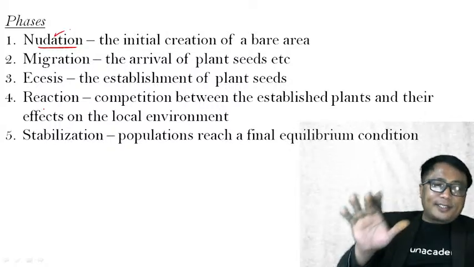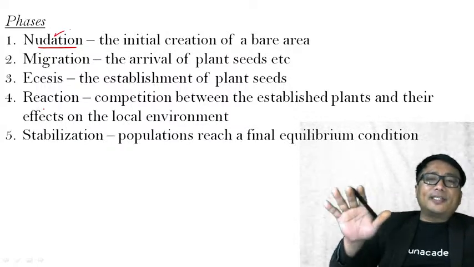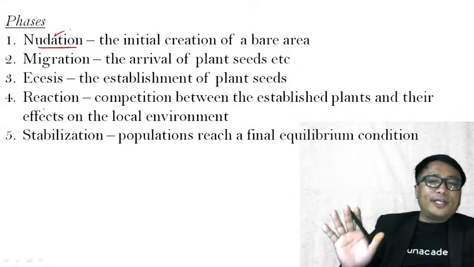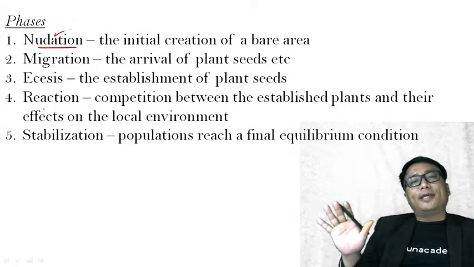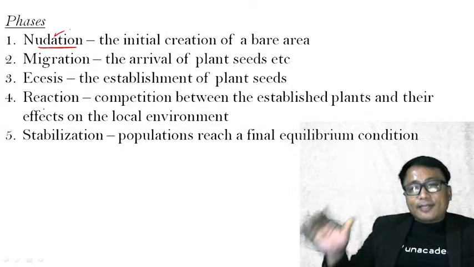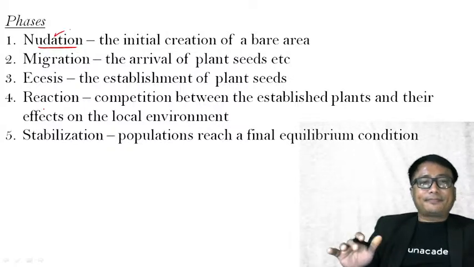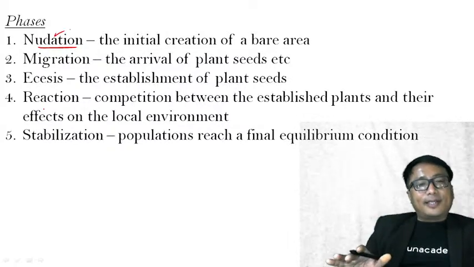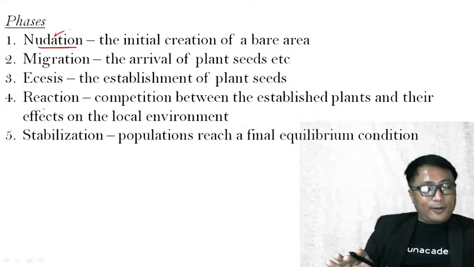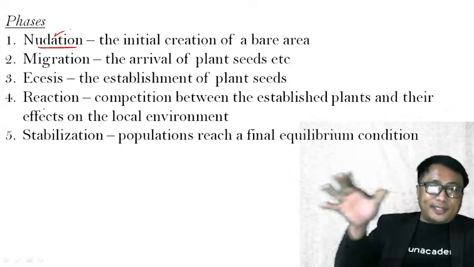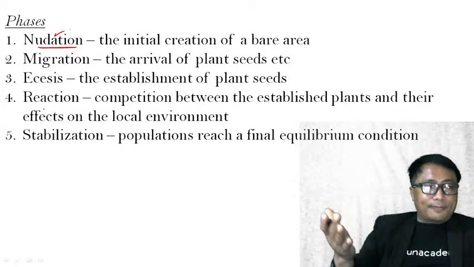Then comes the second stage, that is migration. Under migration, what happens is the arrival of plant seeds, etc. That is the pioneering species coming into the picture. For example, in the fresh lava flow, if certain organisms come, then that is migration. Then comes the third phase, that is ecesis, the establishment of a plant seed. Whatever plant species or pioneering species comes to the new location starts to evolve and develop.